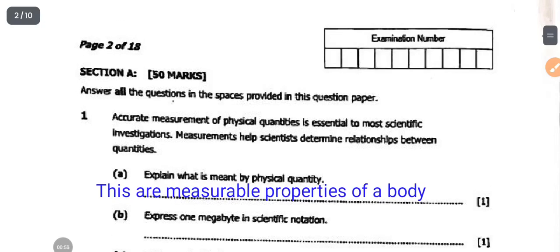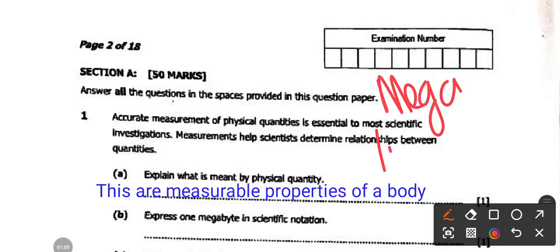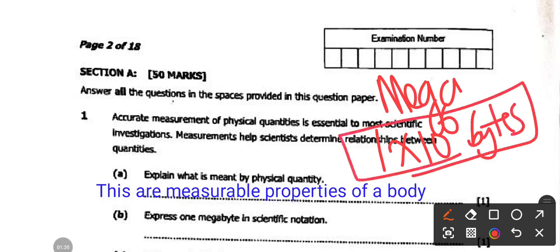Alright, question B. Express 1 megabyte in scientific notation. Okay, so we should remember here that mega is a prefix for writing 1 times 10 to the power 6. So 1 megabyte in scientific notation would be 1 times 10 to the power 6 bytes.